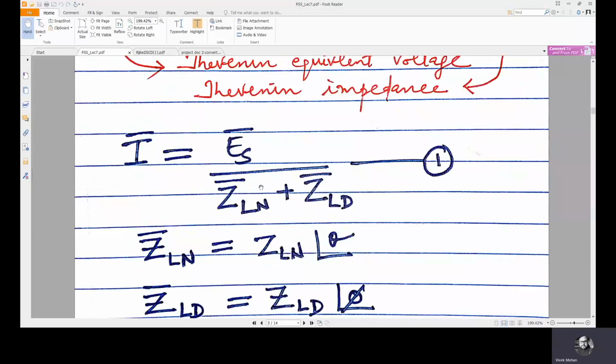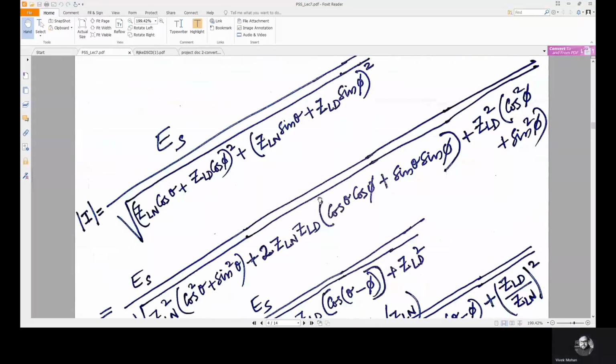ES divided by magnitude of ZLN plus magnitude of ZLD, or magnitude of ZLN plus ZLD. Now we take it like this. Magnitude of ZLN can be written as ZLN in the polar form converted to rectangular form as ZLN into cos theta plus J sin theta. Then ZLD in the complex form can be converted to rectangular form as ZLD into cos phi plus J sin phi.